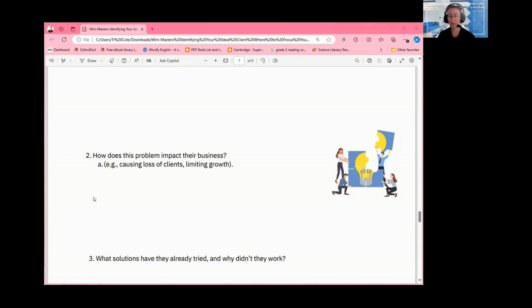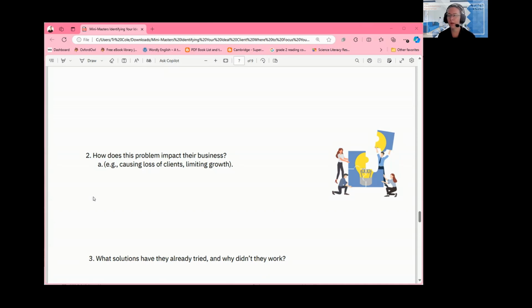Is it organization? So how does this problem impact their business? So what is the negative impact from that problem on their business? Loss of clients, loss of income, unable to break into a new market, life journeys, right? They're not reaching their goals. They're having setbacks. Maybe it's causing some emotional distress.